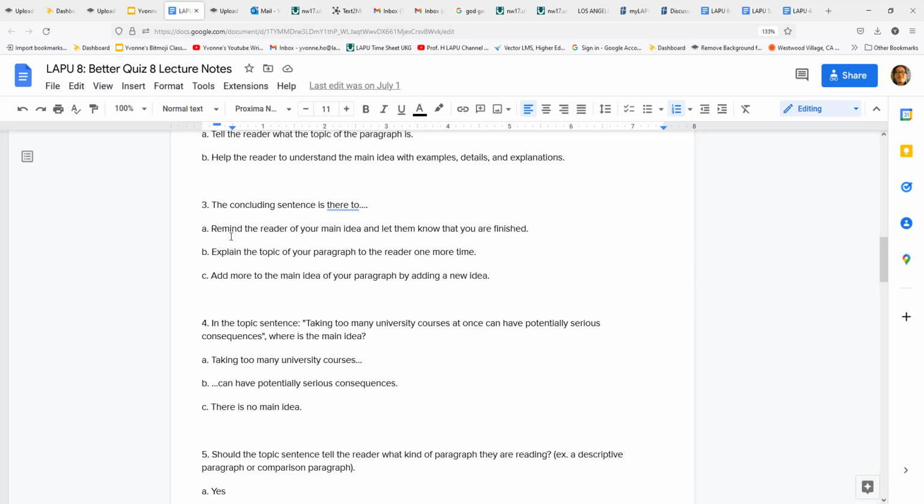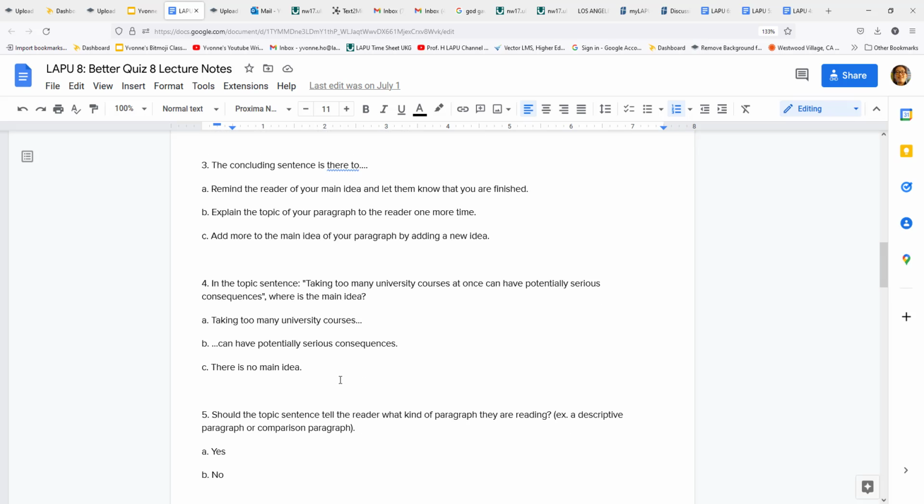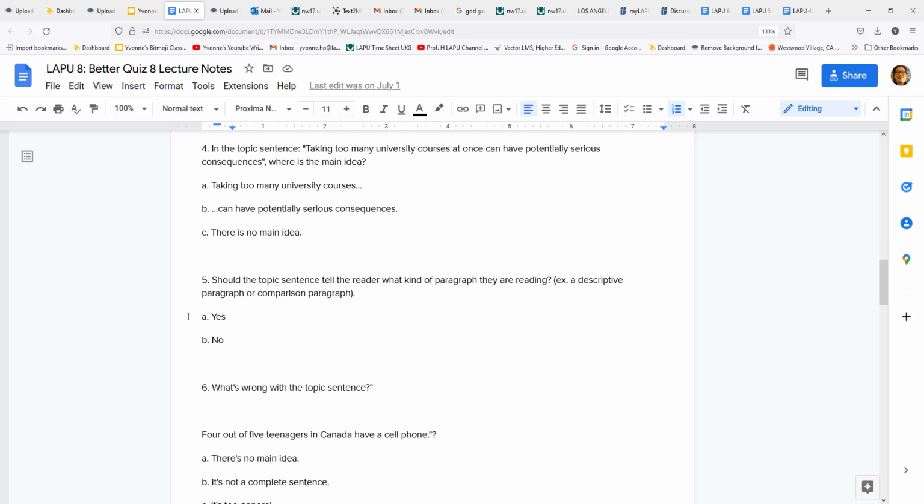In the topic sentence, "Taking too many university courses at once can have potentially serious circumstances," where is the main idea? In other words, what's the opinion? Taking too many university courses is the topic, but the main idea is that if you take too many courses, it can have potentially serious circumstances. So B: they're trying to tell you the main idea is that when you take too many classes, it's not very good for you. So that's the main idea, B.